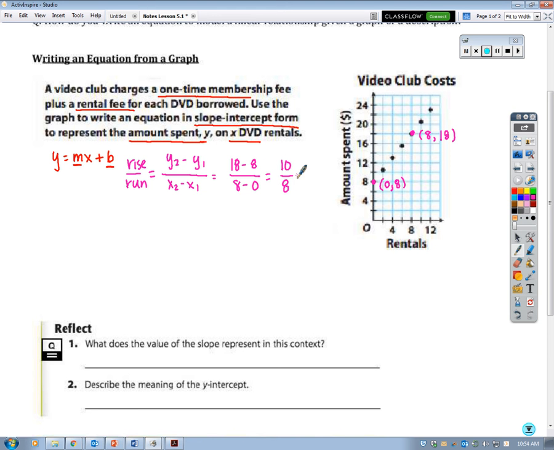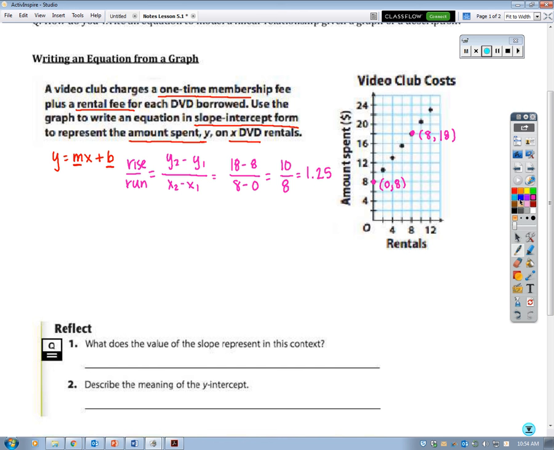So if I was going to graph these, I would want to leave this in this fraction form. But since this represents the cost for my DVD rentals, I'm going to go ahead and turn this into a value so I know what that represents. And so this would be 1.25. And I know that because 10 divided by 8 gives me 1.25. And this means that that's my rate of change, so that's my cost per DVD rental.